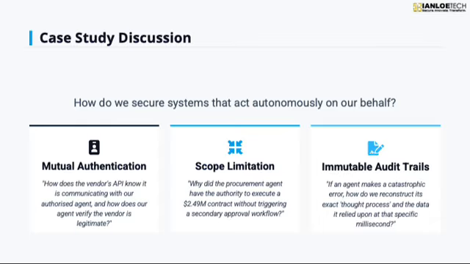Three discussion prompts. Mutual authentication. How does the vendor's API know it is communicating with your authorized agent? And how does your agent verify the vendor is legitimate? This is a bilateral trust problem, and it is solved differently in different contexts. Work through what the verification mechanism looks like for a specific vendor relationship in your industry.